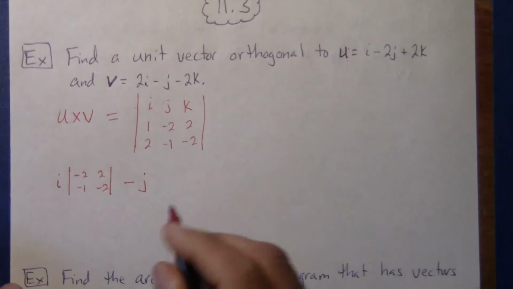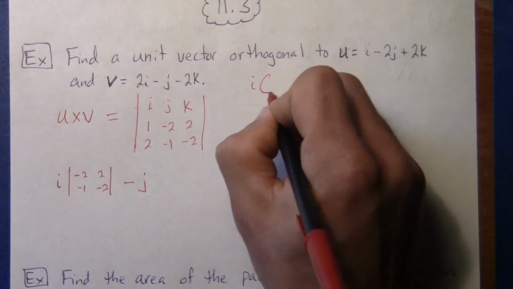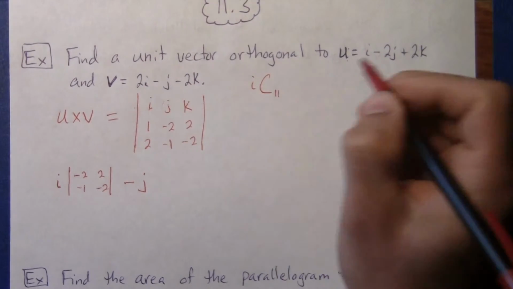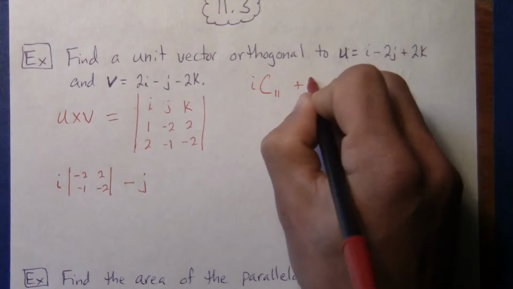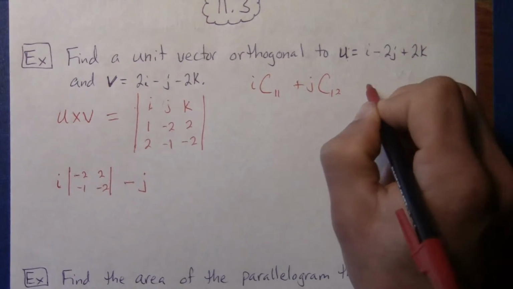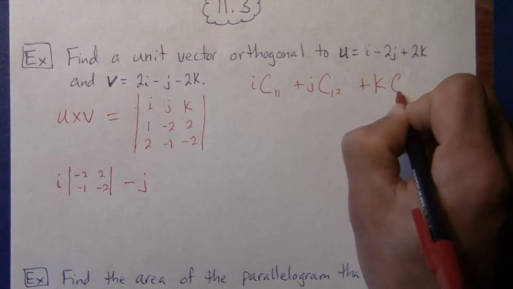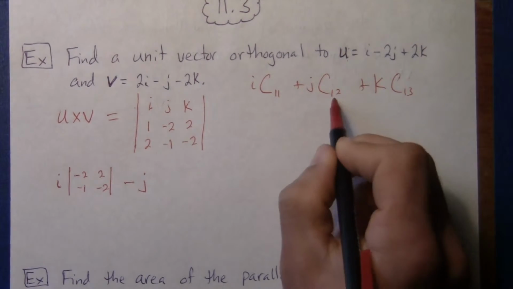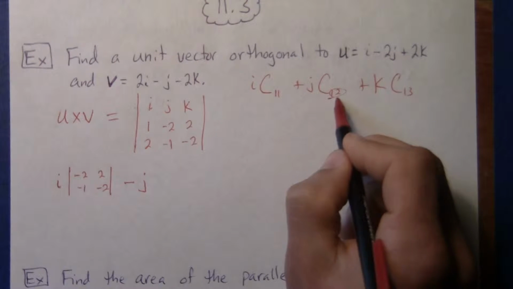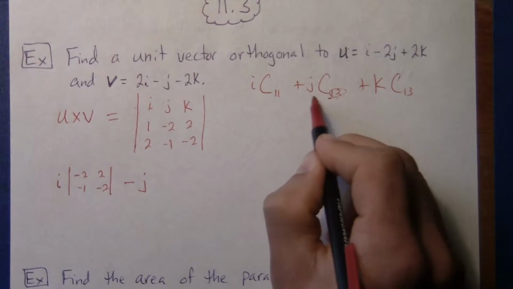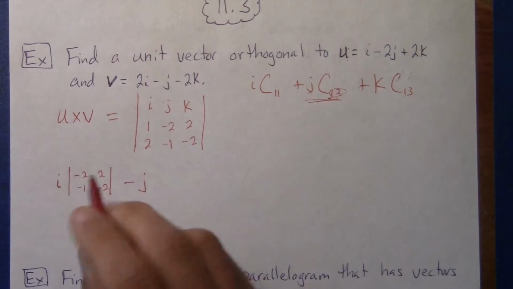Remember that if I expand it, it should look like this. It would be i times the cofactor row 1, column 1, plus j times the cofactor row 1, column 2, plus k times the cofactor row 1, column 3. And anytime the row and column add together to give you an odd number, you switch the sign. That's why it's negative j.